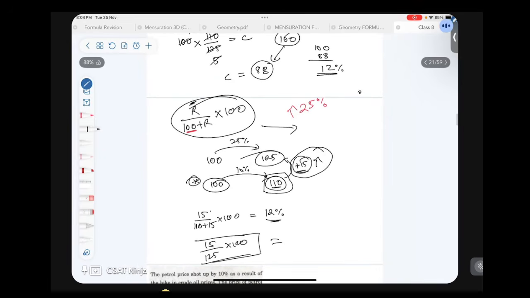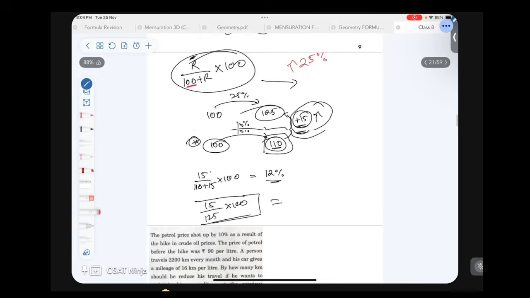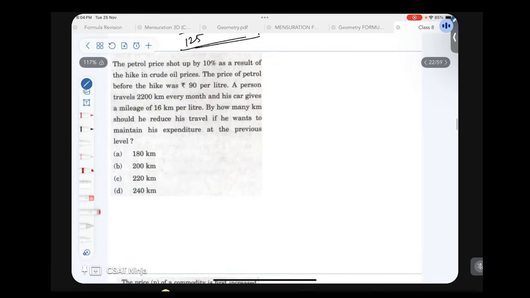I hope we are clear with this. It may sound a bit complex, but it's a good approach. Any doubts or any part you want me to repeat? I'll repeat again if you want me to. Okay, then let's go to the next. We have lots of questions left. We are on slide number 22. We have 59 slides.